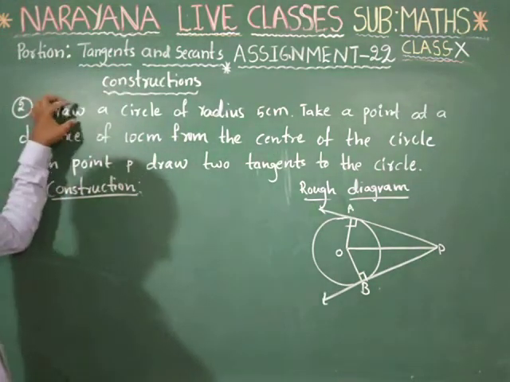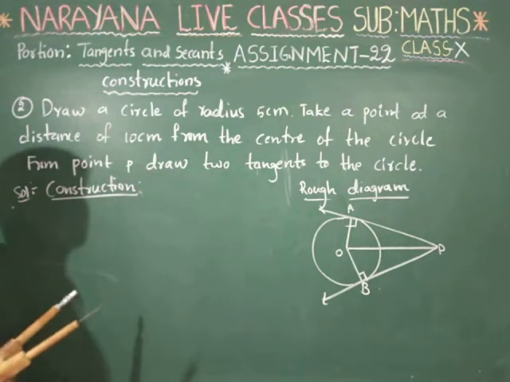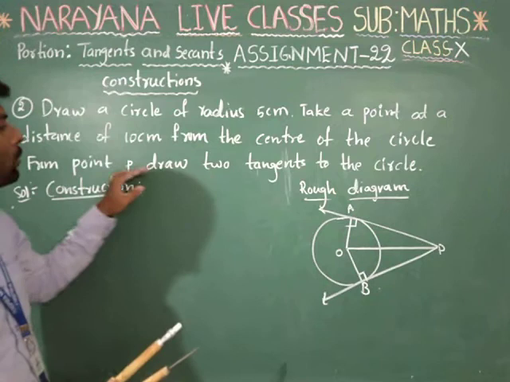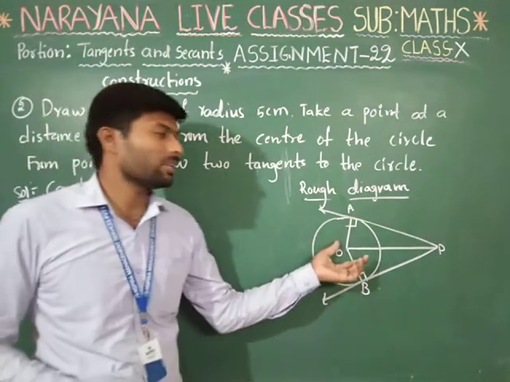The second construction: draw a circle of radius 5 centimeters. Take a point at a distance of 10 centimeters from the center of the circle. So from point P, draw two tangents to the given circle. So this is the relevant rough diagram.